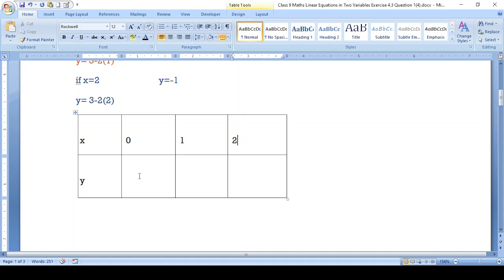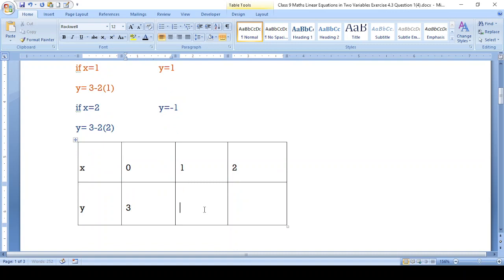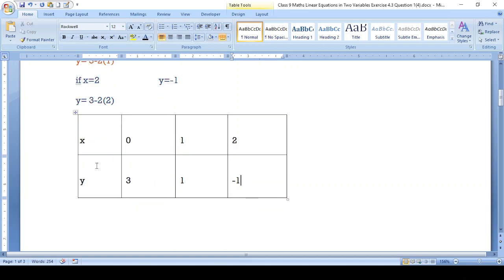Keep one thing in mind: if you want to plot an equation or a function on graph paper, you need at least 2 points to plot that equation. We have 3, so we are in a good position to plot it. What was the value of y when x is 0? It was 3, then 1, and at 2 it was -1. So this table is very important for us.